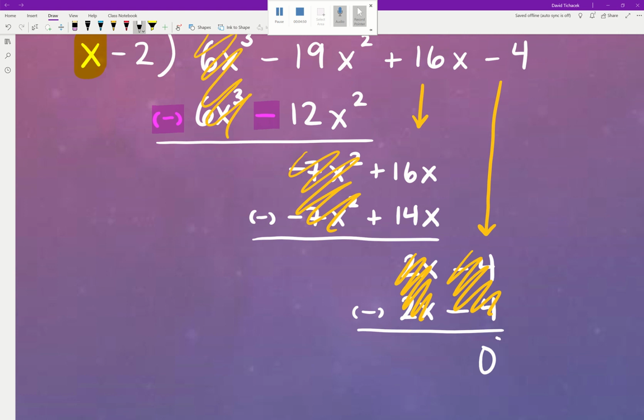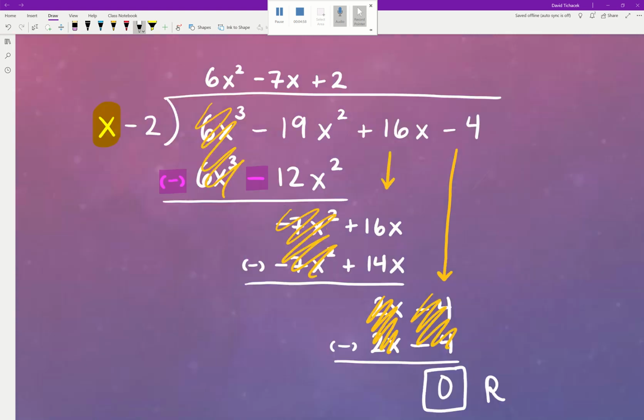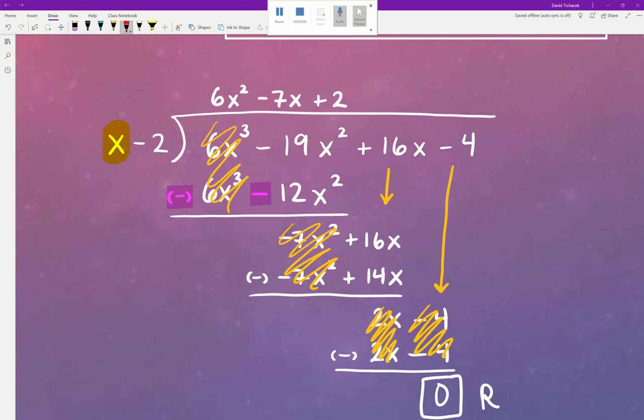And that number that we're left over with is always going to be the remainder of our division. Okay, so because that remainder is 0, it looks like these polynomials divided evenly, and our quotient is right up there at the top. Okay, so our quotient here happens to be 6x squared minus 7x plus 2.